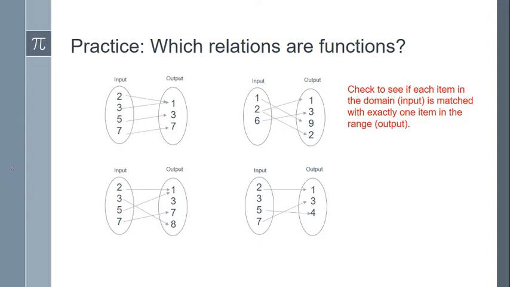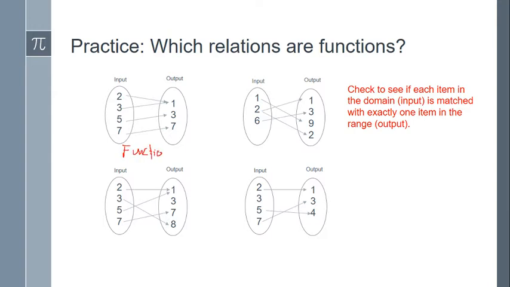All right, so let's take a look at this one in the top left corner. Here we have 2 being mapped to 1. Now here we have 3 being mapped to 1. 5 is being mapped to 3, and 7 is being mapped to 7. So notice here that each input does point to exactly one output. This 2 points to 1. This 3 points to 1. This happens to be a function.